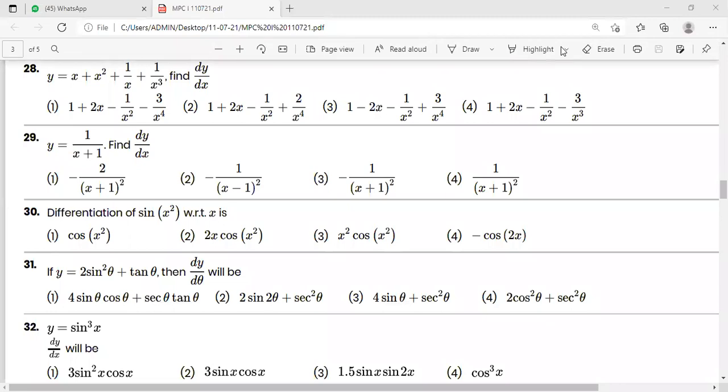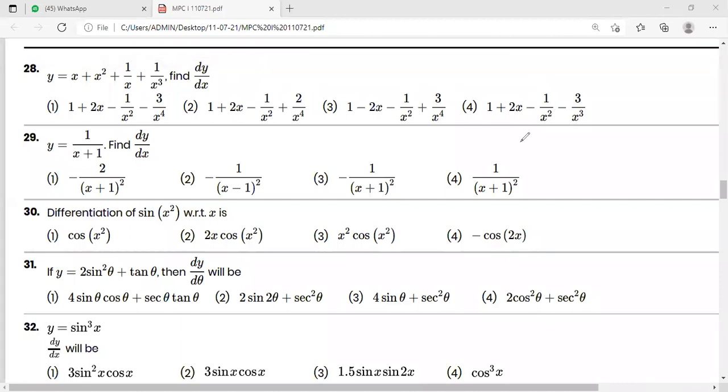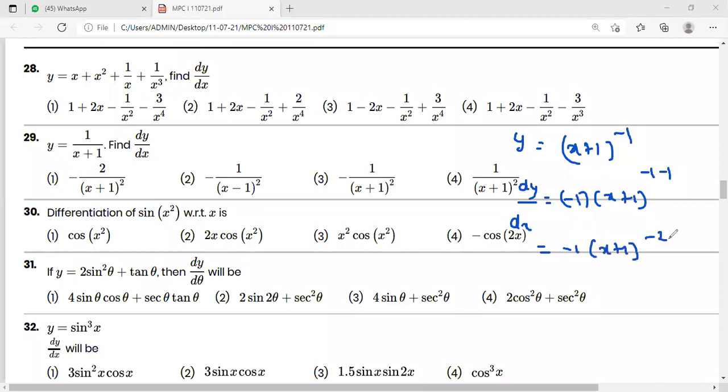The question number 29. Y equal to 1 by x plus 1. Then find dy by dx. Okay, see here. So let me consider this is a single function. X plus 1 is to be taken as a simple x only, a simple function only. Then 1 by x plus 1 means y can be written as x plus 1 whole inverse. Then dy by dx will be minus 1 into x plus 1 whole power minus 1 from the basic formula. That is minus 1 into x plus 1 whole power minus 2.